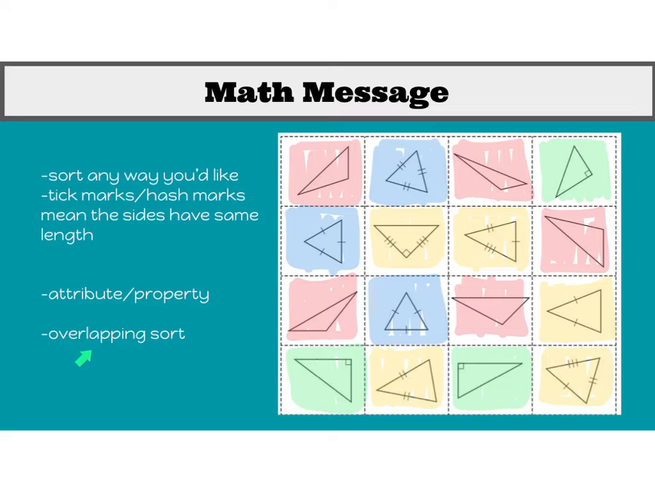Sometimes we're going to have something called overlapping sort, and that's going to be one of our focuses today. So notice this triangle here had a right angle. So technically, I could have placed it in the green group, but it also fit with the yellow group. So either one of those groups is where that triangle could have landed. If we had said 3 sides, we could have put all of these triangles into that group.